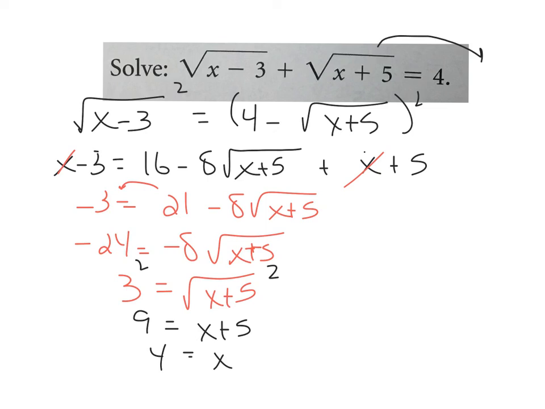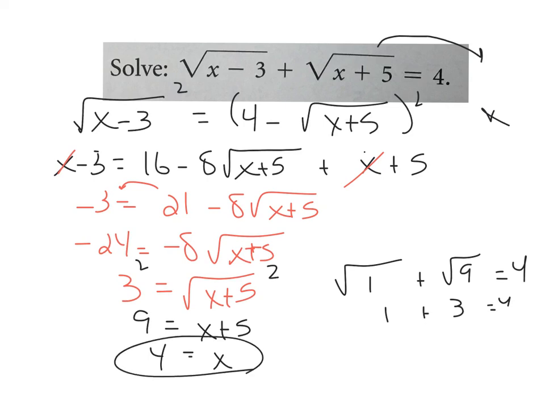Now, before I go crazy, like, yes, I'm finally done, you've got to check. If I put 4 in the left-hand side, way back up at the top, I'll get square root of 4 minus 3, which is 1, plus square root of 4 plus 5, which is 9, equals 4. The square root of 1 is 1, the square root of 9 is 3, so 1 plus 3 does equal 4, so it's good. My answer is 4, and there it is.